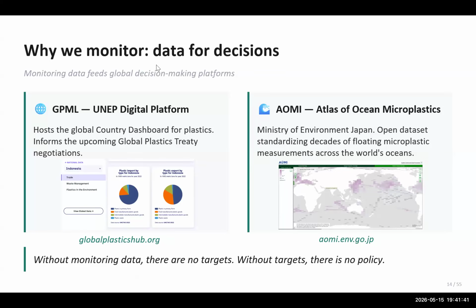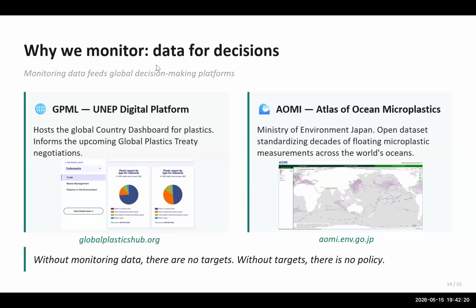So now an important question: why does monitoring matter beyond science? Because monitoring will feed the policy-making process, and policies are what is shaping the world. Let me show you two big examples. First, we have the GPML database from the United Nations Environment Programme. GPML has a digital platform where each country has a dashboard, and it collects the monitoring data from all over the world. Each country has their own information collected on this website.